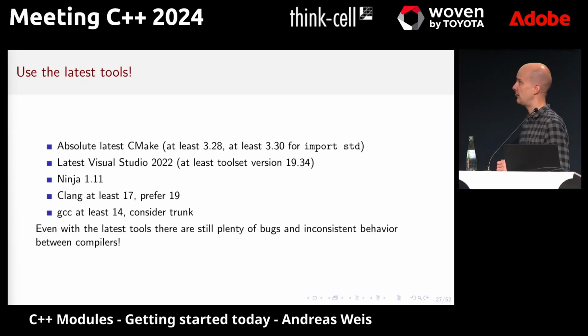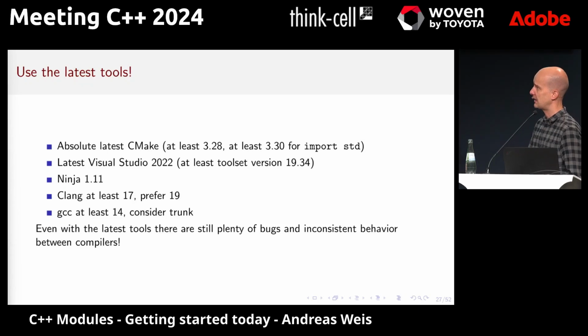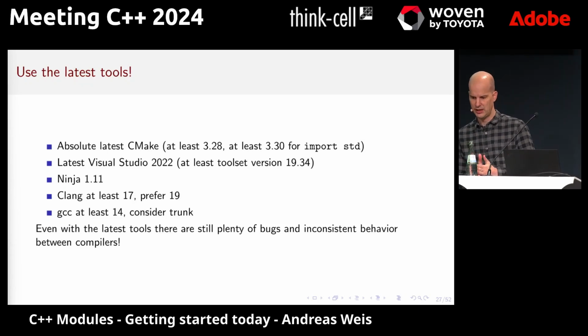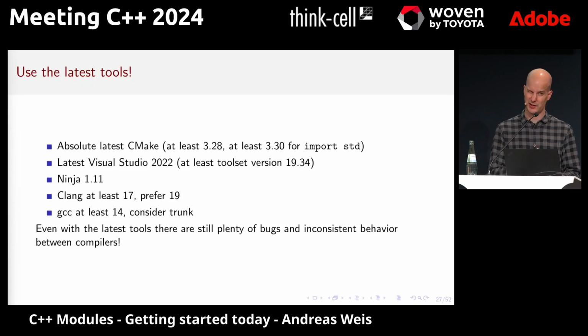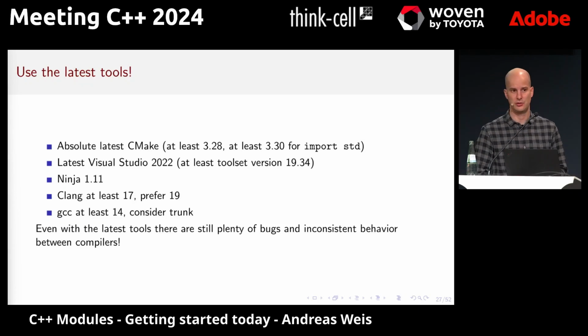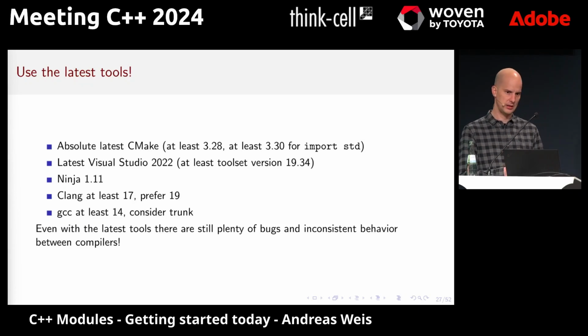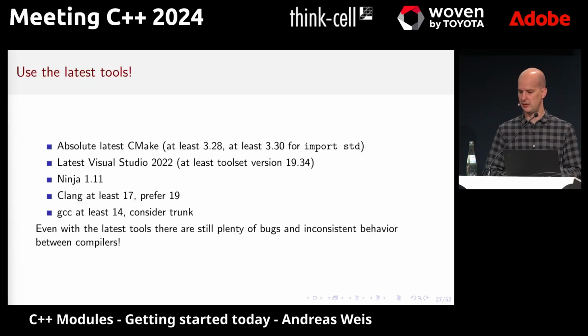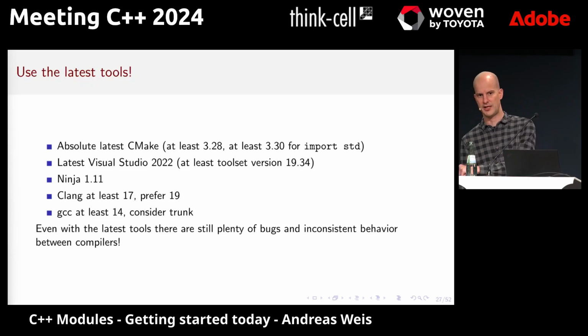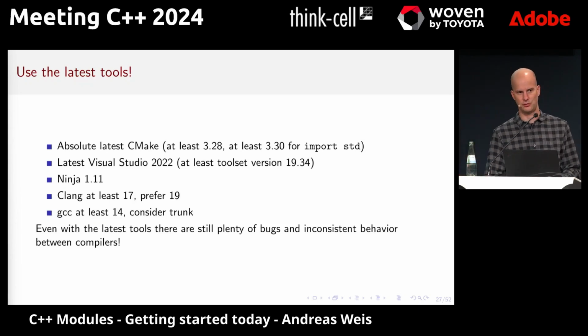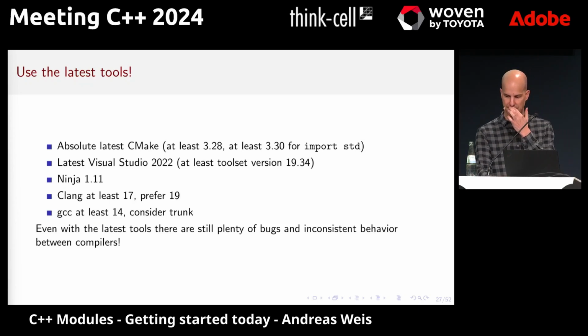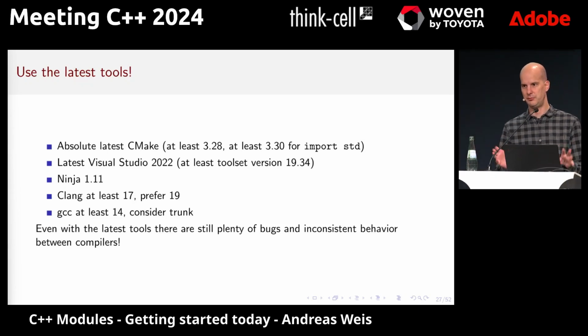And with Ninja, you also need the latest version. If you're using Clang, Clang introduced module support with version 17, but it was very buggy. Try to go to 18 or better 19. GCC introduced module support with version 14, which was released this year, I think. So it's pretty recent, but it still has a lot of bugs. So if you can be on trunk, try to go onto trunk with GCC. GCC is the least mature support of these three. Even with the latest tools, there are still bugs, so be a bit cautious there.